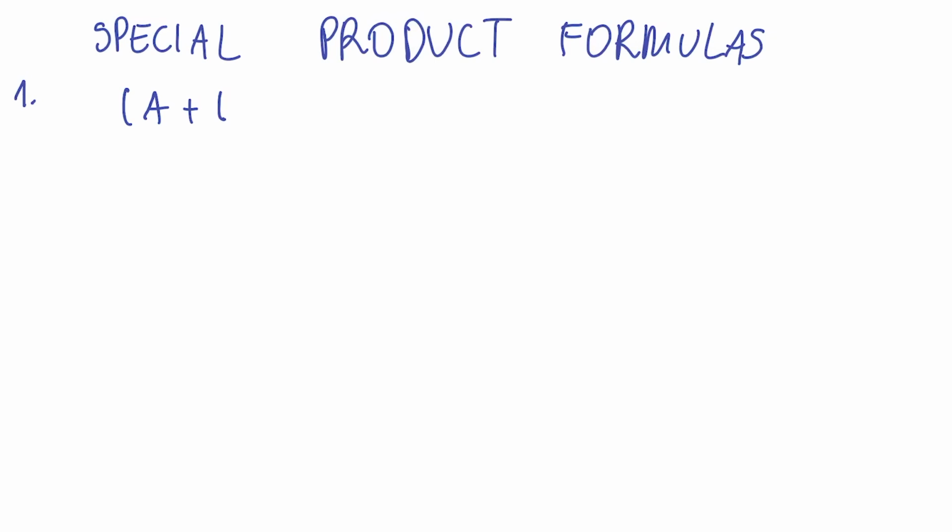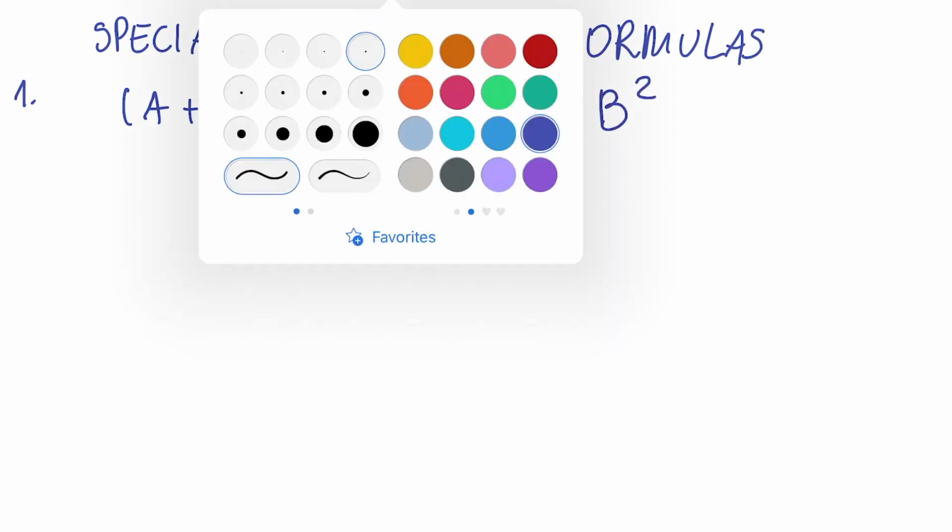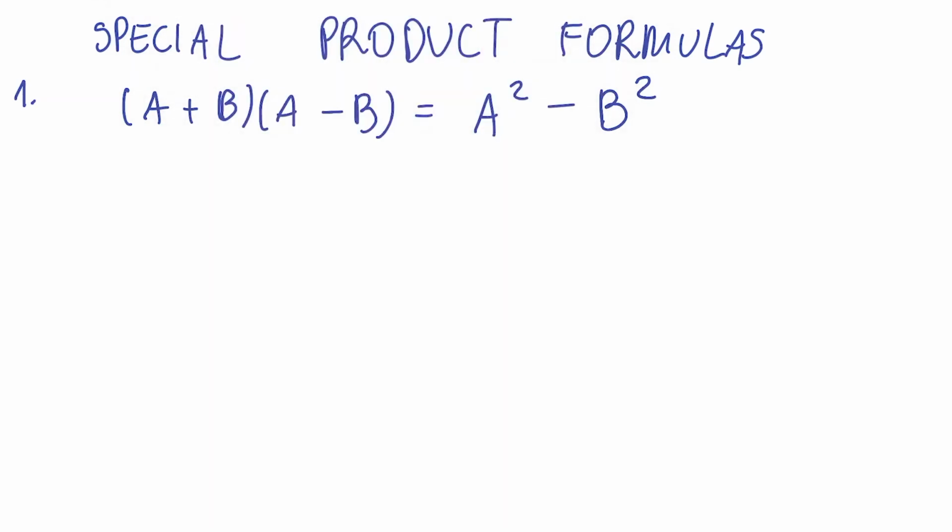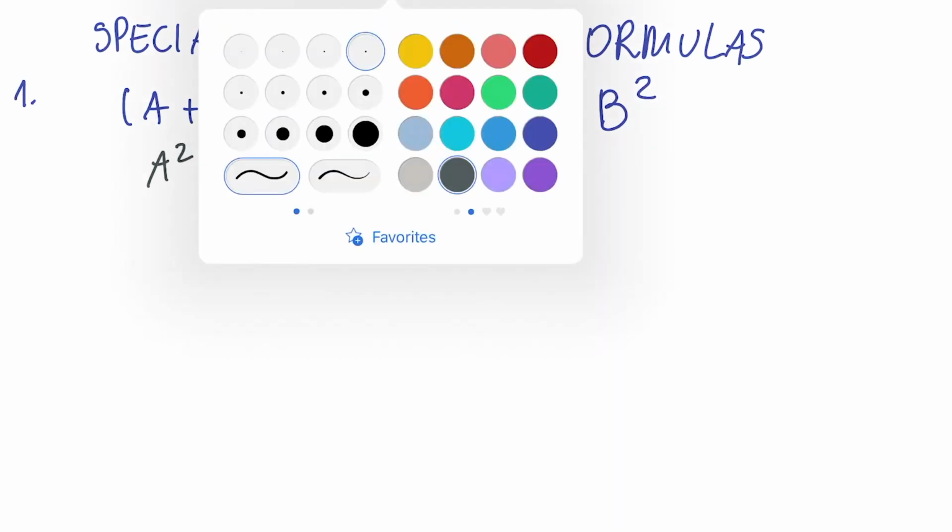a plus b times a minus b, that would be equal to a squared minus b squared. And the reason for that is because we would have first term times first term, which is a squared. We would have first term times the second term, which is minus ab. Then second term times the first term, which is plus ba. Then second term times the second term, which is minus b squared. So you can see these cancel out, and that's why you end up with a squared minus b squared.